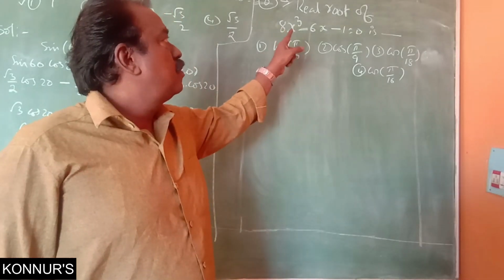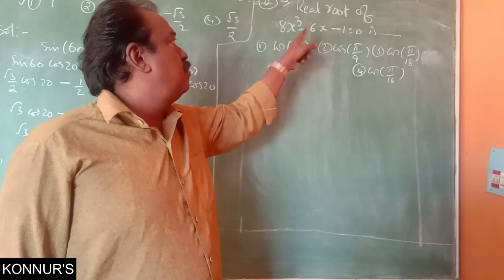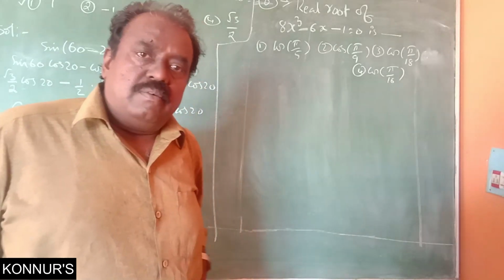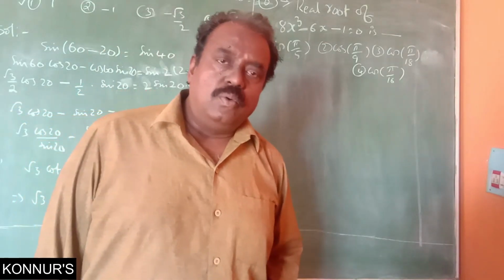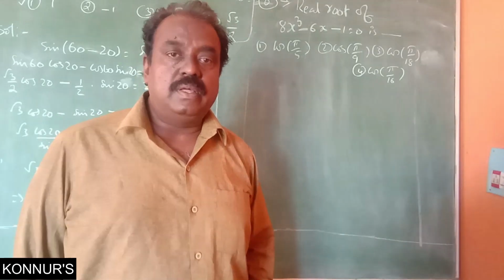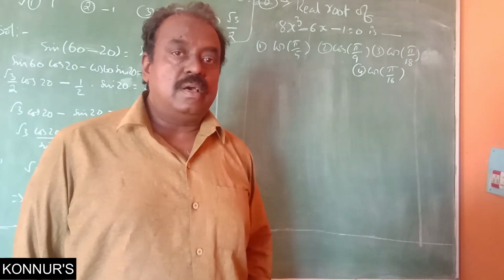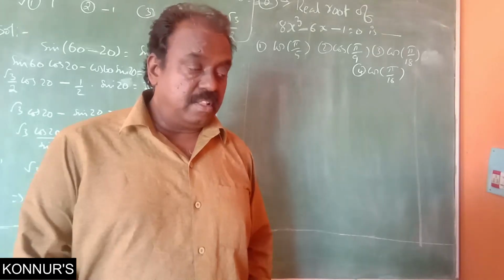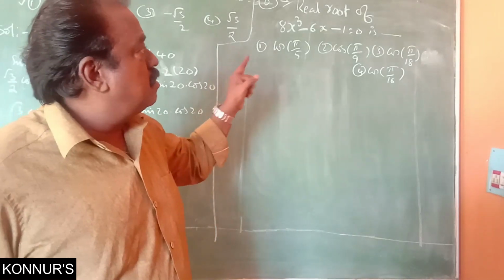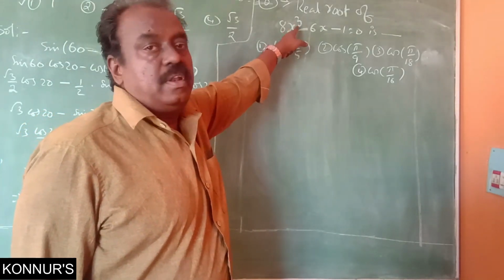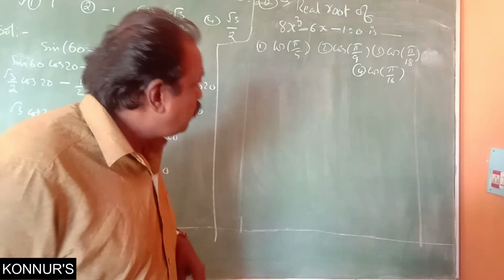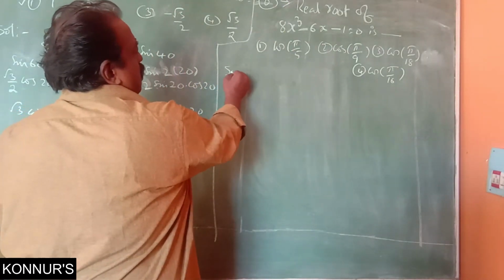In the 8th problem, we have to find the real root of 8x cube minus 6x minus 1 is equal to 0. In our syllabus, we can find the roots of the quadratic equation. In quadratic equations, we can use the factorizing method, formula method or completing the square method. But here it is a cubic equation, not x square. X cube is there, so it is somewhat different. Try to understand it. I am going to solve the problem.